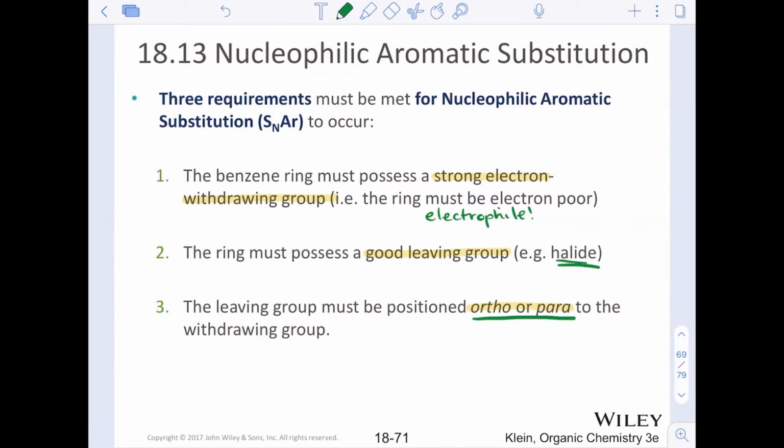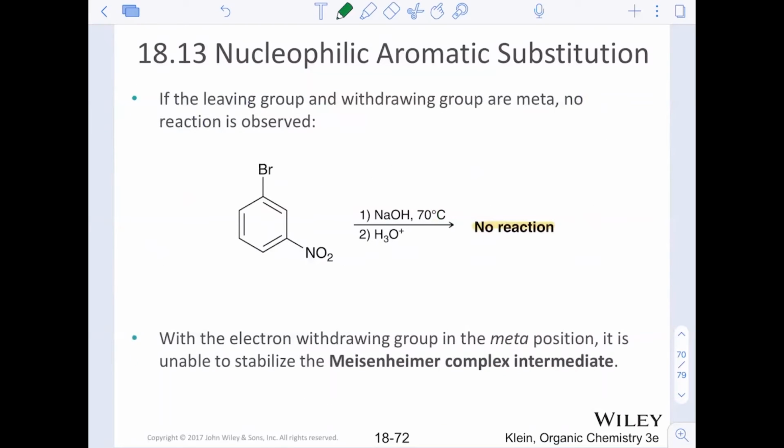That just has to deal with looking at when the intermediate forms, not the sigma complex, because we're not doing electrophilic aromatic substitution. The Meisenheimer complex, that's fun to say, is what we'll see as our intermediate. And that needs to have an ortho-para relationship for the leaving group to the electron withdrawing group. So meta, not gonna work. No reaction, okay? It's with the electron withdrawing group in the meta position that it's unable to stabilize the intermediate, which we call the Meisenheimer intermediate.